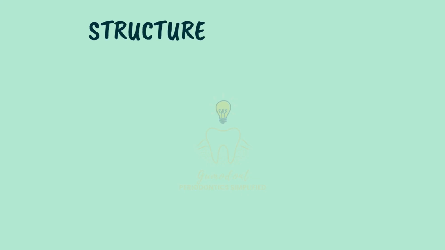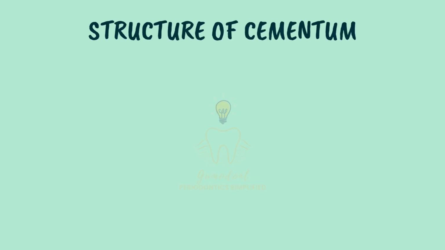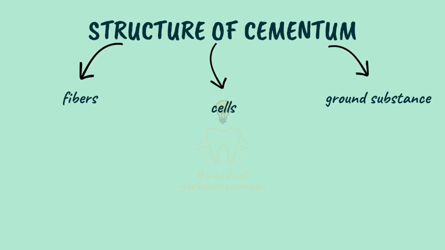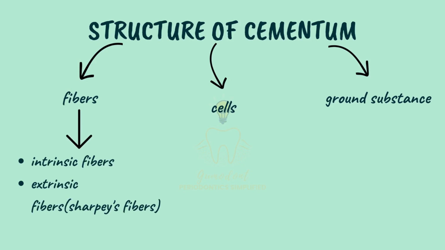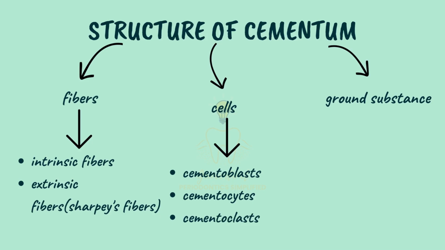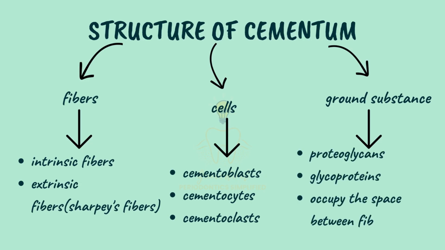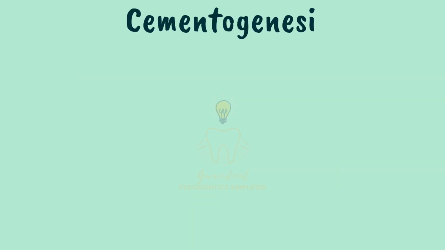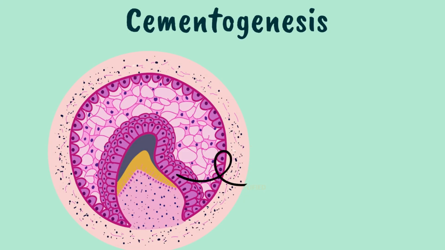Now, if we look at the structure, cementum is composed of fibers, cells, and ground substance. The fibers are of two types, intrinsic fibers and extrinsic fibers, that are Sharpey's fibers. The cells include cementoblasts, cementocytes, and cementoclasts. The ground substance consists of proteoglycans and glycoproteins that occupy the space between fibers and cells. Before we understand the different types of cementum, let's first see how cementum is formed.